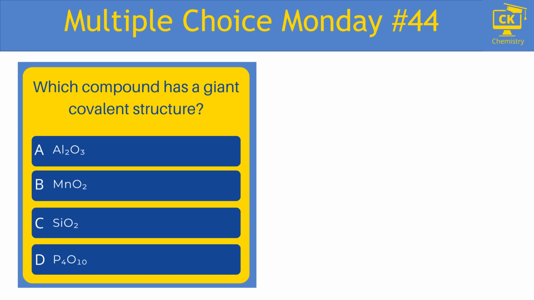This week's multiple choice Monday is about giant covalent structures, and it's not really a big one for explanation. I included this question because of the number of students who tend to neglect silicon dioxide as an example of a giant covalent. So one thing we should know is that our aluminium and manganese compounds are classic examples of ionic structures, because we have metals and non-metals going together.